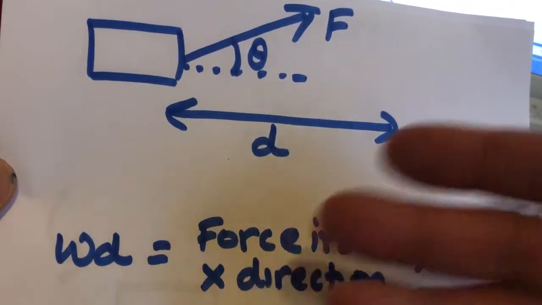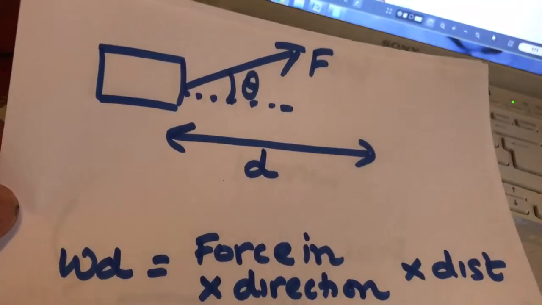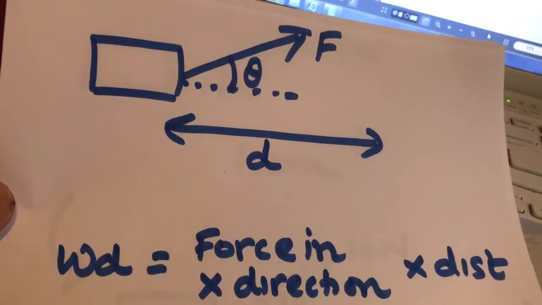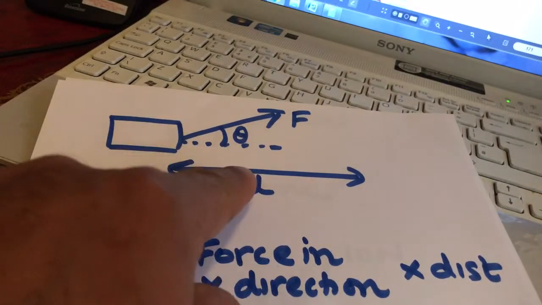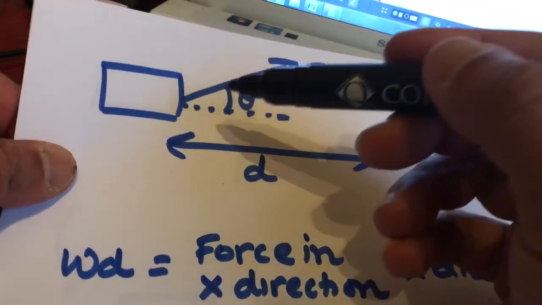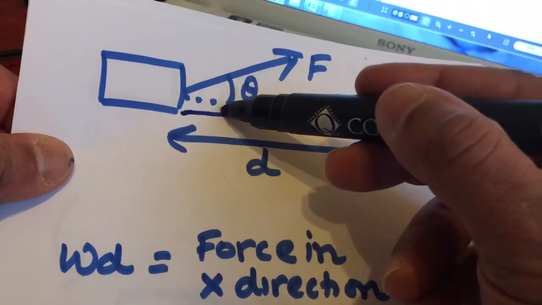Because it can move in a horizontal line, we now need to adapt our formula. Originally the formula was work done equals force times distance, but we are now looking at an adaptation where work done is the force acting in the x direction times the distance. When I say the force is acting in the x direction, I'm looking at the component that is acting this way.